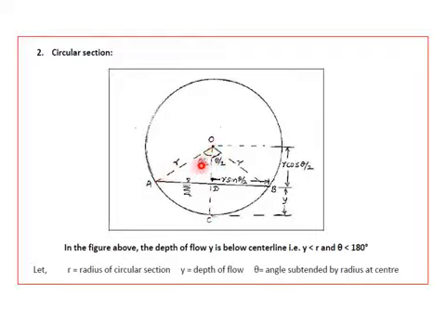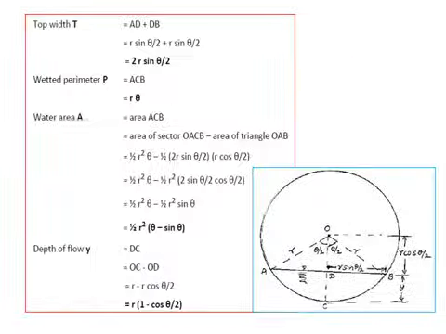R is the radius to the free surface. So OA is R, whereas OB is R. R is the radius. You know that CD becomes y, because it is the vertical distance from the lowest point to the free surface. Given the values of R and y, we are able to find the angle subtended, theta. So we are able to find the various geometric elements.